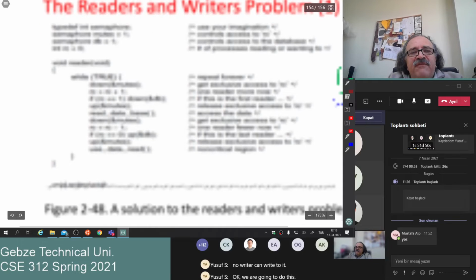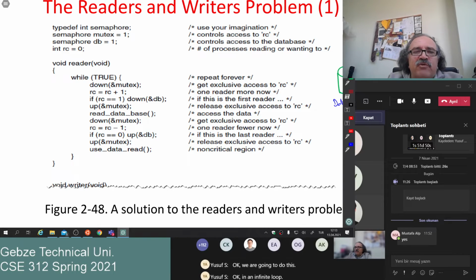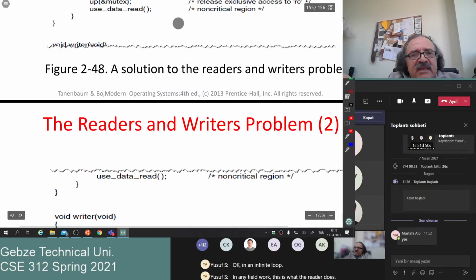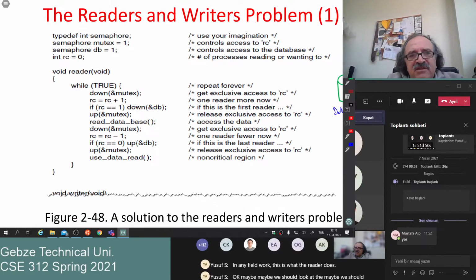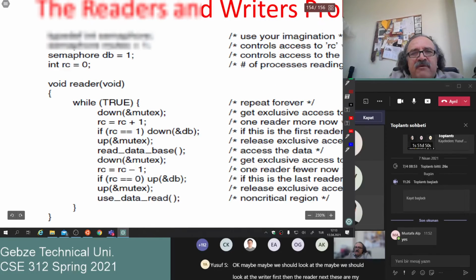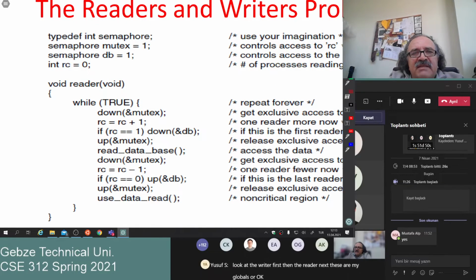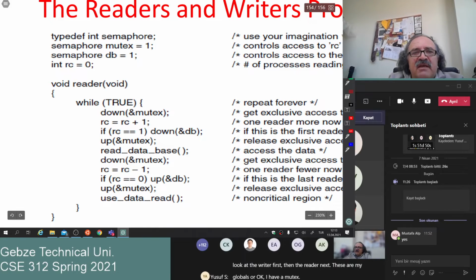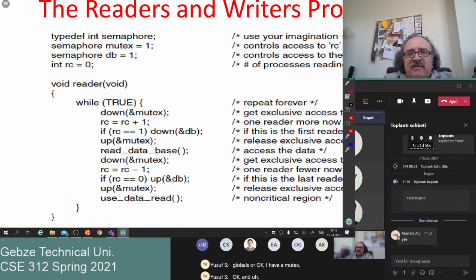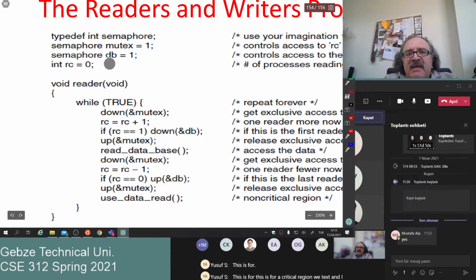Okay, we are going to do this in an infinite loop, this is what the reader does. Maybe we should look at the writer first, then the reader next. These are my globals. I have a mutex, and this is for the critical region, and I have a database semaphore.